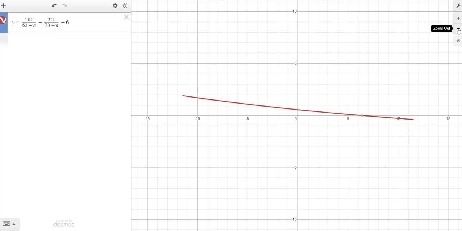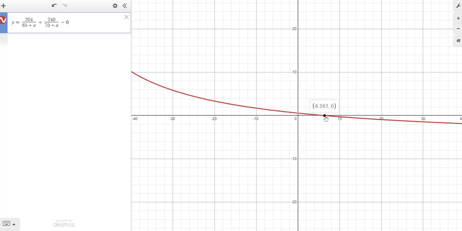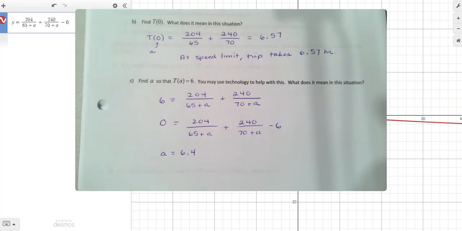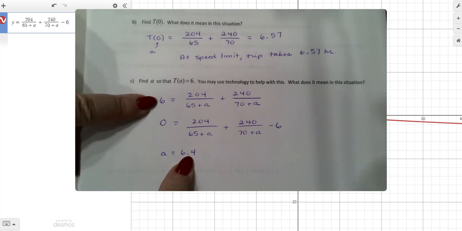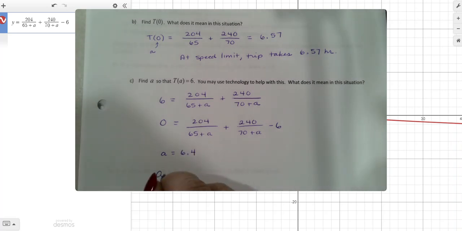And I'm going to zoom out just a little bit. I think we're seeing the only x-intercept we really want there, but I just wanted to show you that even if I zoom out, I'm not really seeing much else. So about 6.4 is the a value here. All right, that's how much they're going past the speed limit, right? So if they speed by 6.4 miles per hour consistently, the trip can be done in 6 hours. So it's 6.4 miles per hour above the speed limit.